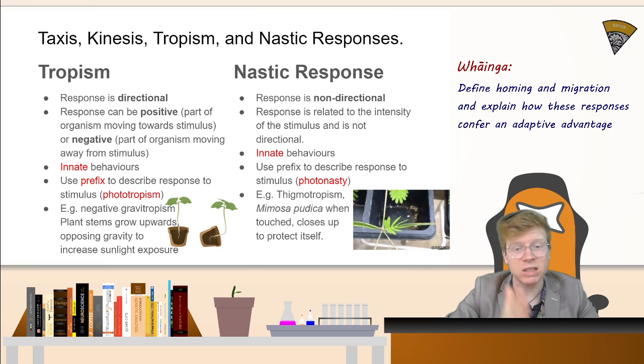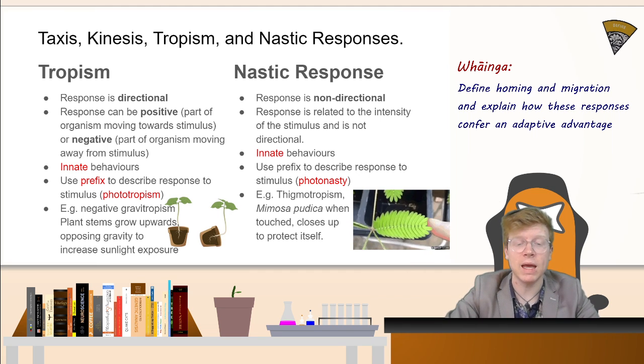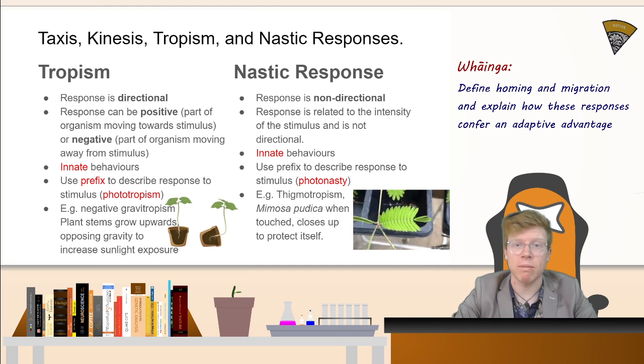response where part of the organism moves towards a stimulus, or away from it. Positive if it's towards, negative if it's away from the stimulus. Again, an innate behavior, and again we use that prefix in front of the word relating to the nature of the stimulus. If it's a phototropism, then it's to do with light. If it's, in this example here, a negative gravitropism, then that would mean that the plant or part of the plant is moving away from the direction of gravity.